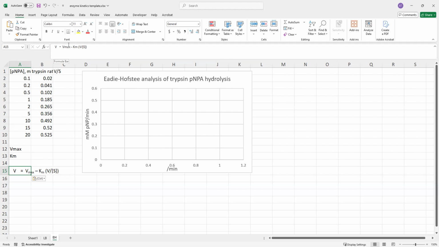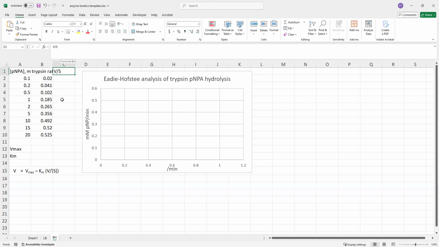When thinking about how to graph this, the velocity is the y value. The intercept is the Vmax. The slope is the negative of the Km, so minus Km is the slope. And what's plotted on the x-axis is V over S.